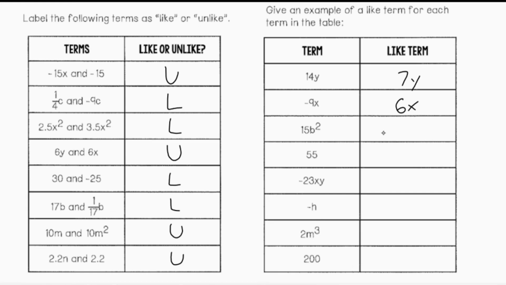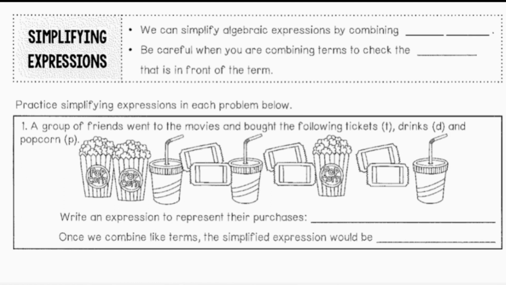15b squared, a like term could be negative 2b squared. 55, like term could be 44. Negative 23xy, like term could be 22xy. Negative h, like term could be 2h. 2m cubed, a like term could be negative 6m cubed. And 200, a like term could be 301. Looking at simplifying expressions. So we can simplify algebraic expressions by combining like terms.